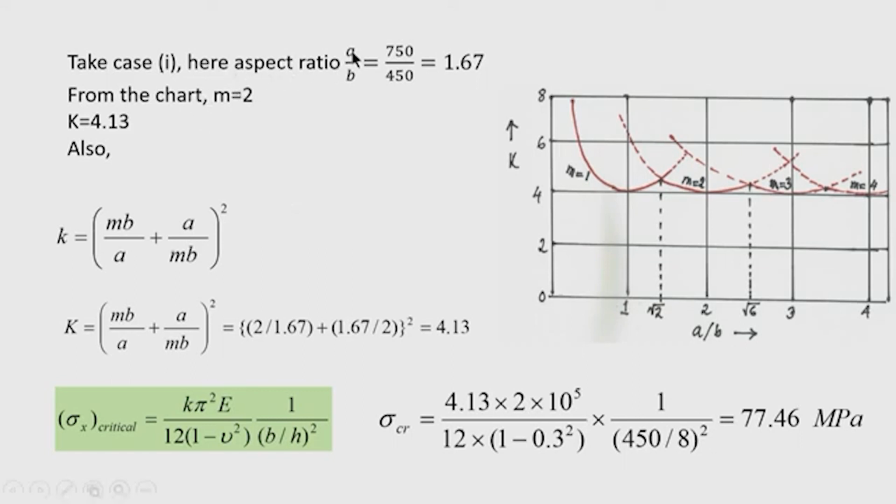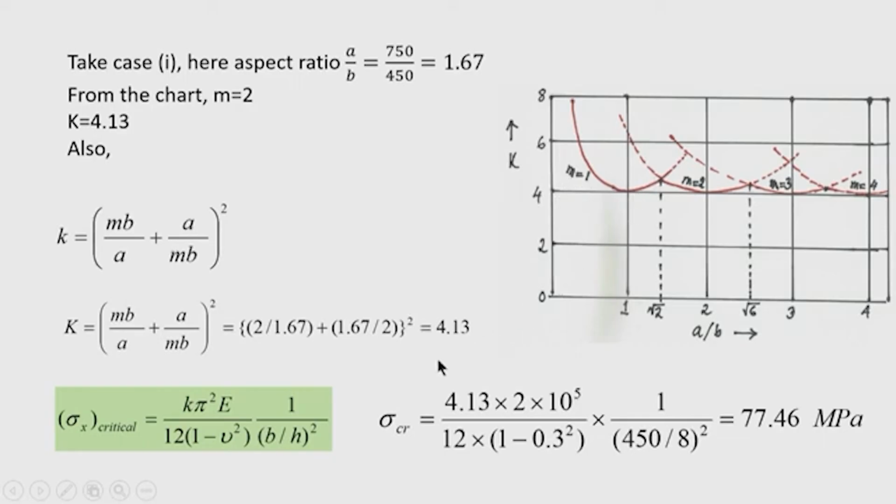In case 1, the aspect ratio a by b is 750 by 450, so it is 1.67. From the chart we can find that for a by b ratio 1.67, this is between 1.414, root 2, and beyond, so m is 2. It is obvious that m is 2. Therefore, substituting m as 2 in this expression, we get k as 4.13, or from the graph also we can read it if the graph is drawn accurately.